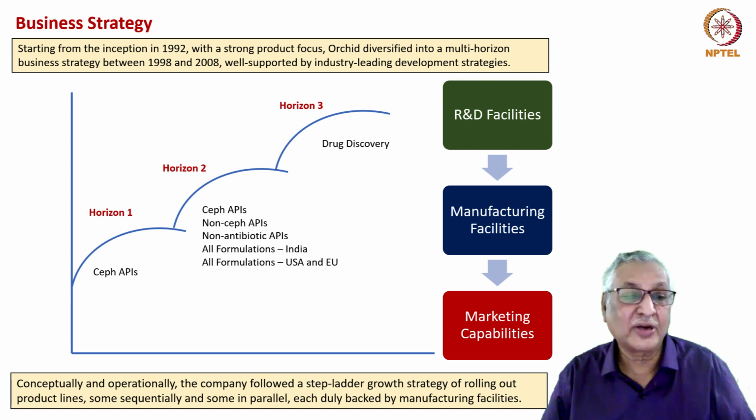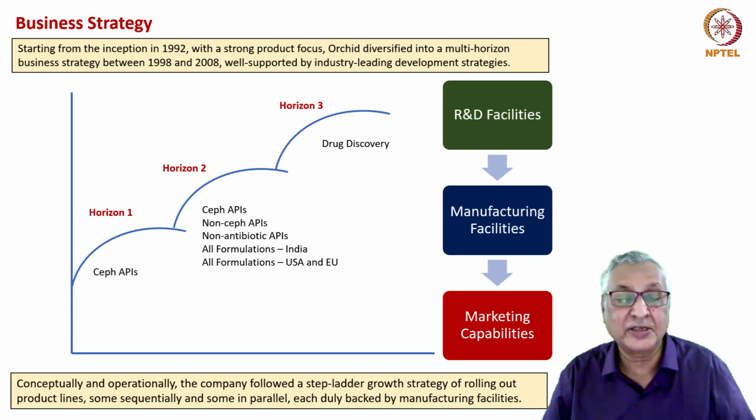The Horizon 1 from 1992 comprised the cephalosporin APIs. Horizon 2 involved addition of non-cephalosporin APIs, non-antibiotic APIs, all formulations for India and all formulations for USA and EU. And Horizon 2 was between 1998 and 2008. Horizon 3, in parallel but with much longer term view, was drug discovery. So R&D facilities, manufacturing facilities and marketing capabilities combined to provide the diversification of business strategy for the company.